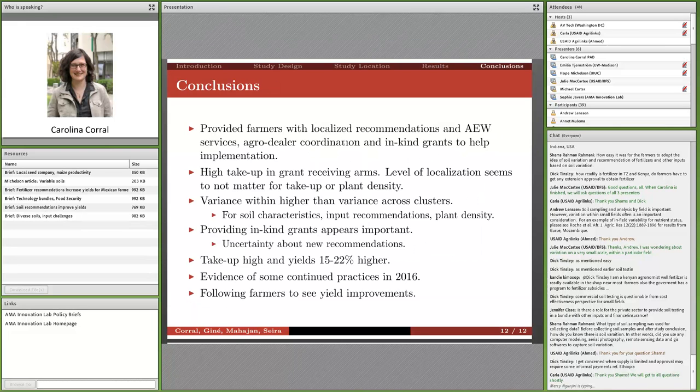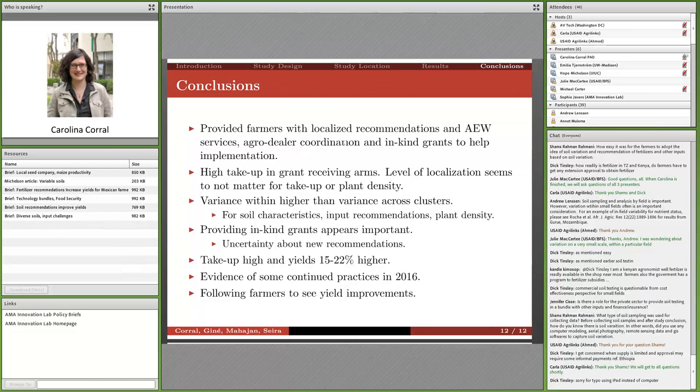So as conclusions, we see that all these efforts of providing farmers with localized information, agricultural services, agro-dealer coordination, and income grants help with adoption. We see high take-up in grant-receiving arms, which means, especially as Hope was saying, that farmers probably still need support, so it's not only about information.